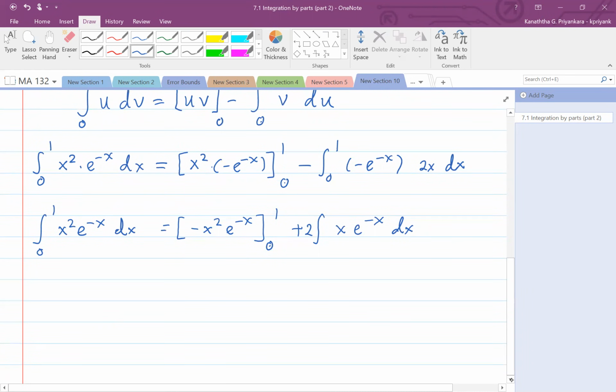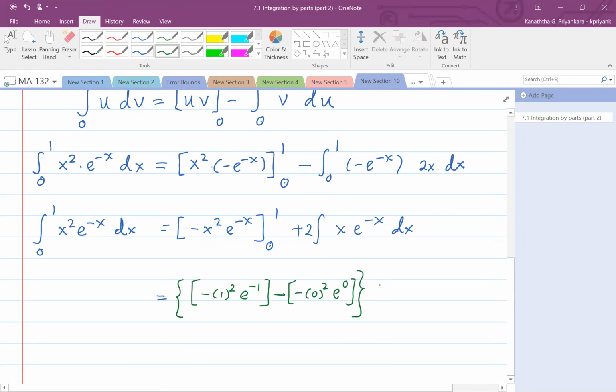Now we can evaluate the first term of the right hand side. I'm going to use a different color to show this. If we substitute x equals 1, we get negative 1 squared e to the power negative 1, minus, now we substitute 0, so we get negative 0 squared e to the power 0.